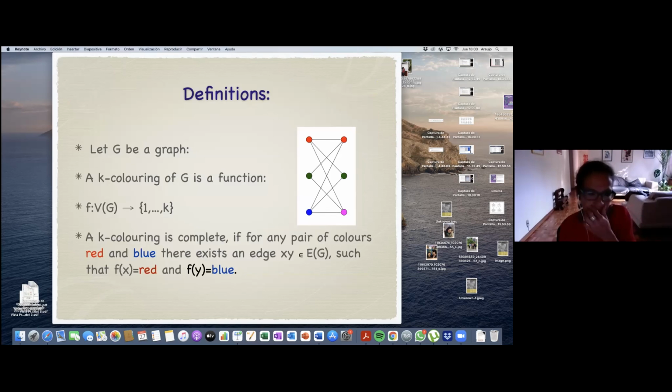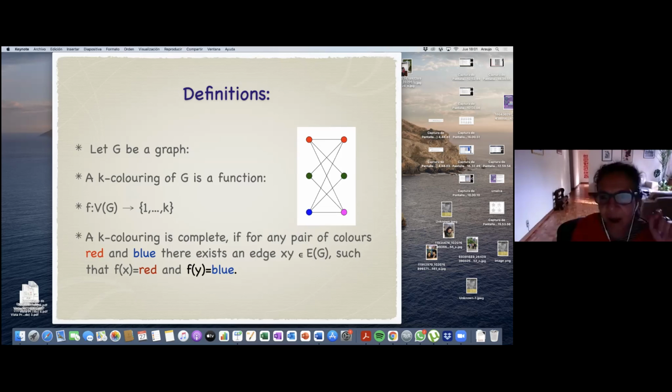Okay. I start with the definitions. I have a graph, obviously, and I have a k-coloring that, as usual, is a function on the vertices of the graph. But in this case, I am working with some specific kind of colorings named complete colorings. The idea of these colorings is that if you have two different colors, there always exists an edge that joins these two colors.